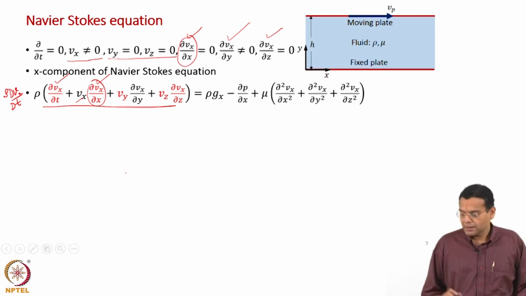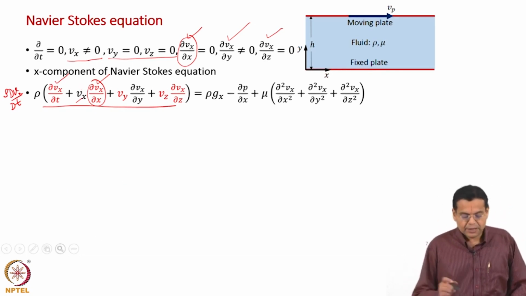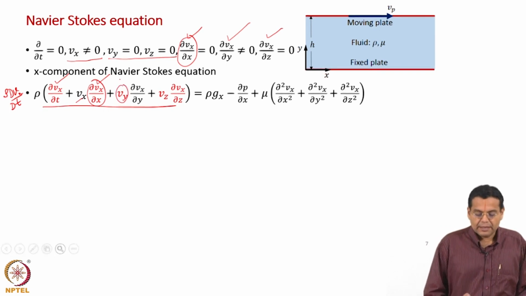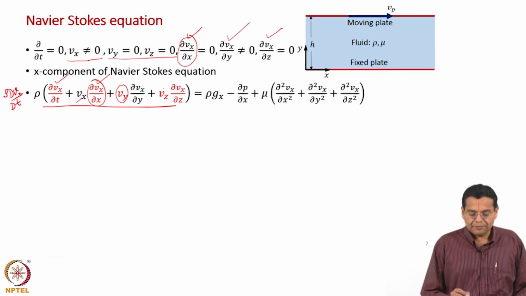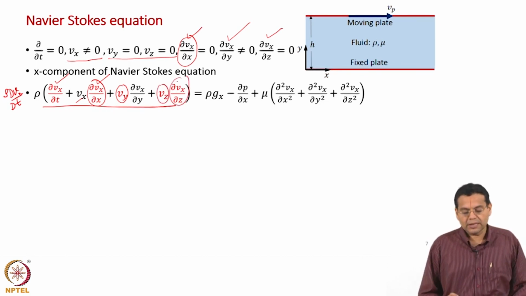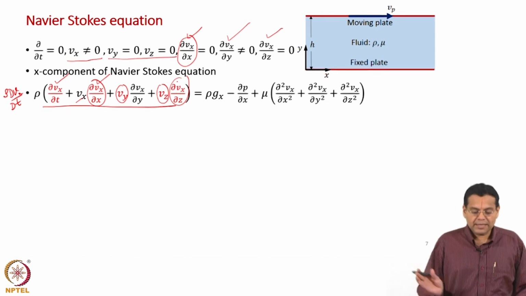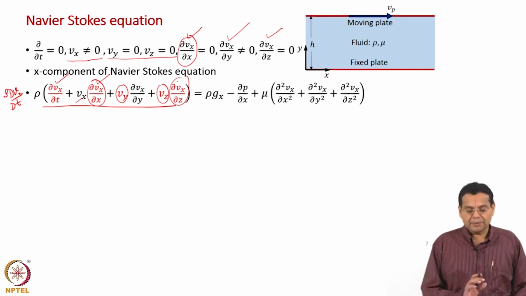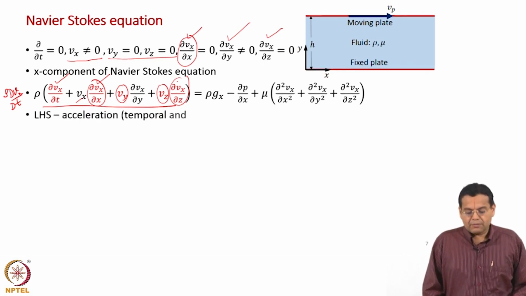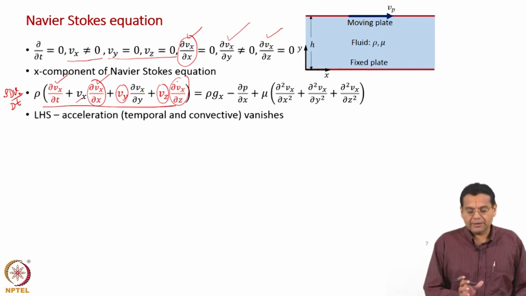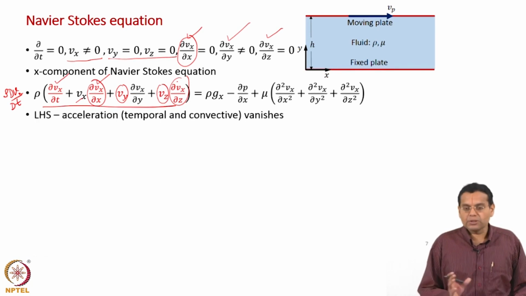Next term we assumed Vy as 0, so next term is also 0. Next term we assumed Vz is 0, of course Vx is not a function of z, so that term also vanishes. So, entire left hand side vanishes and becomes 0, and what does the left hand side represent? It represents the acceleration term. You have a temporal acceleration and a convective acceleration, both the terms vanish.